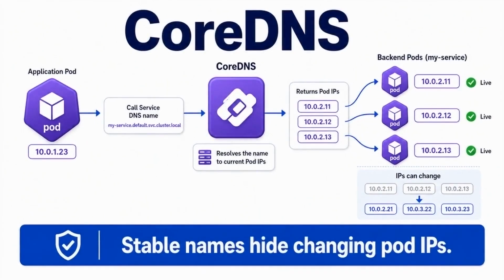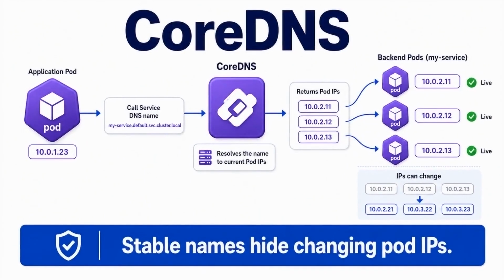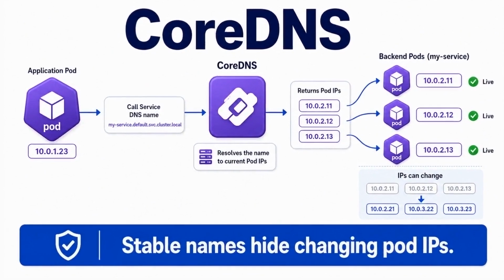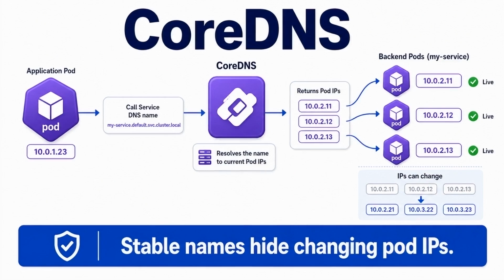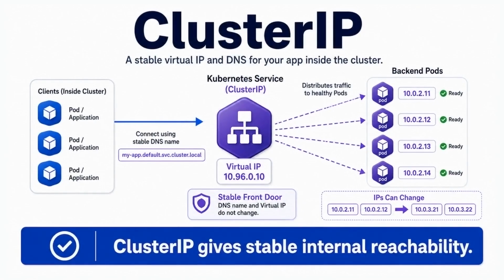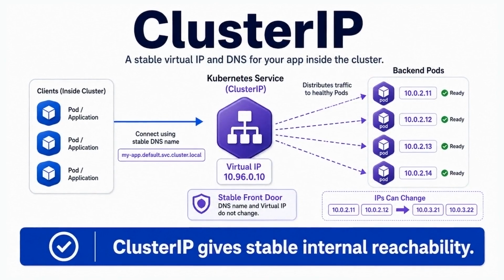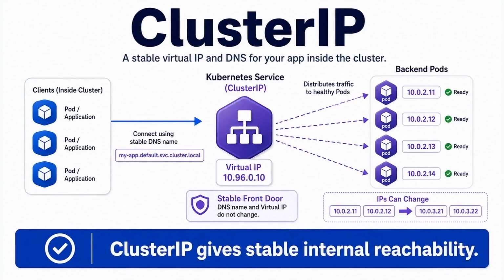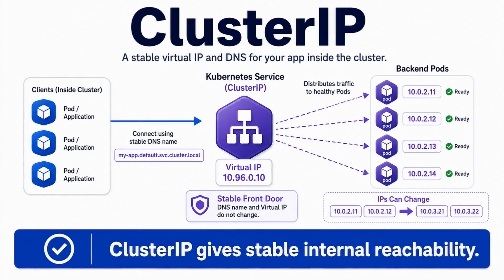CoreDNS then gives the cluster a stable naming layer. A pod may move, restart, or get a new IP, but other workloads can still reach a service name without caring which pod instance changed. A ClusterIP service is the stable internal front door for a set of pods. It gives clients one virtual address and one DNS name, while Kubernetes keeps the backend pod list moving underneath.